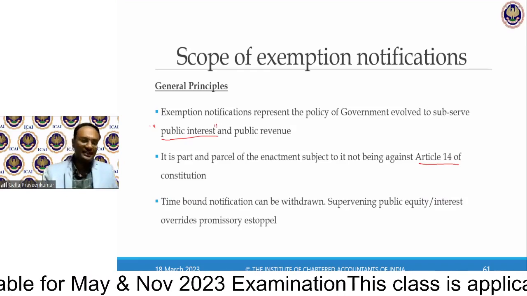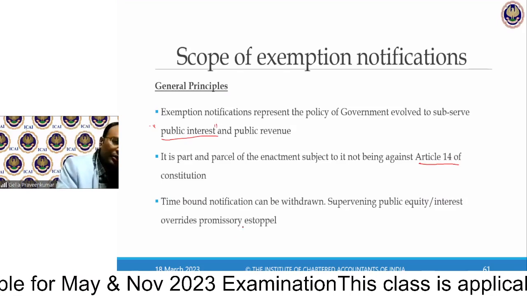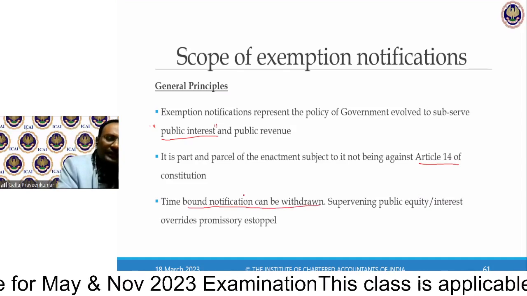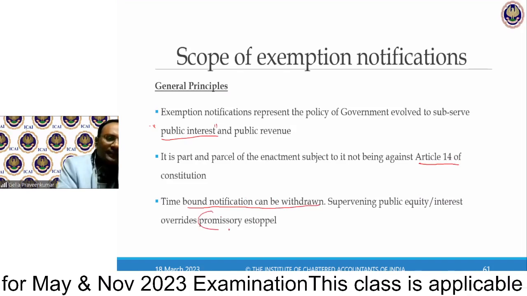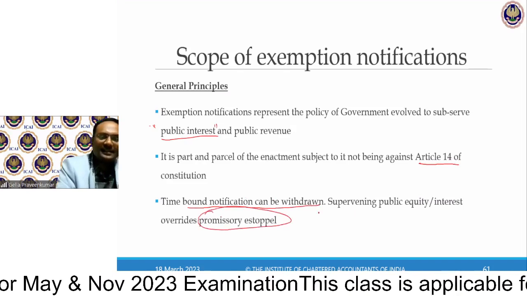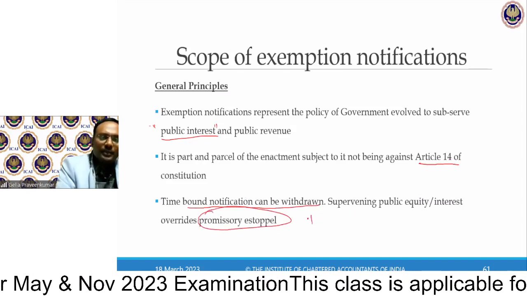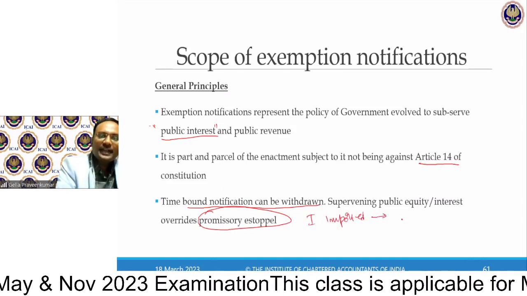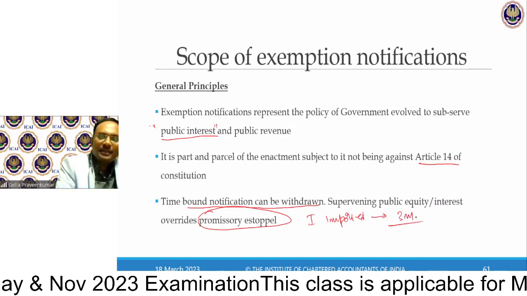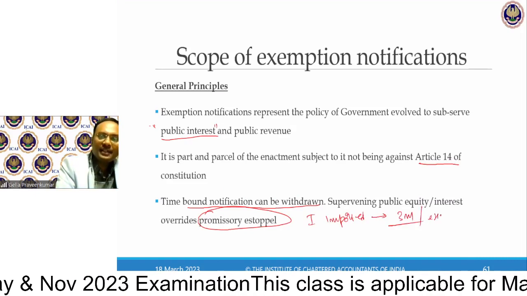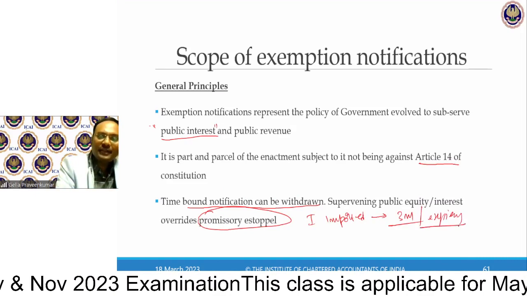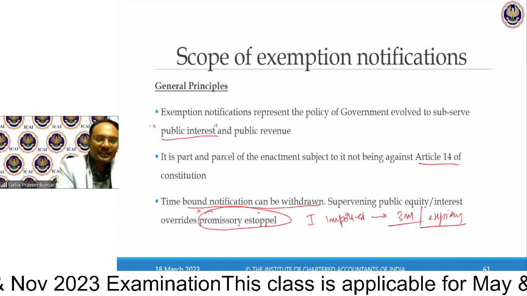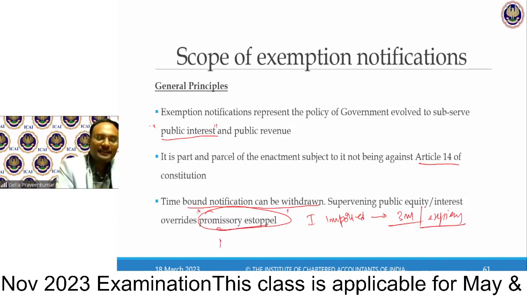Last but not least, time-bound notifications can be withdrawn. When the time-bound notifications are withdrawn, the principle of promissory estoppel applies. That means I imported, you have given a time limit of 3 months, but before expiry of 3 months, you have withdrawn this exemption notification. Now, this is where the principle of promissory estoppel overrides a policy matter.